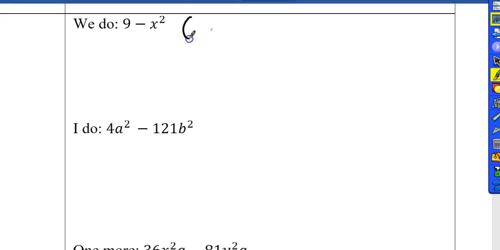So we're going to factor it out. So we're going to take our 9 and split it into 3 and 3. And we're going to take our x squared and split it into x and x. One negative, one positive. Got it? Okay, you do one.